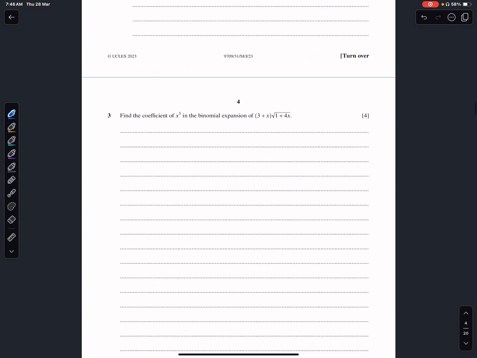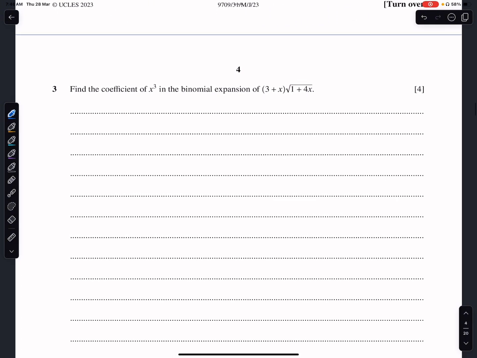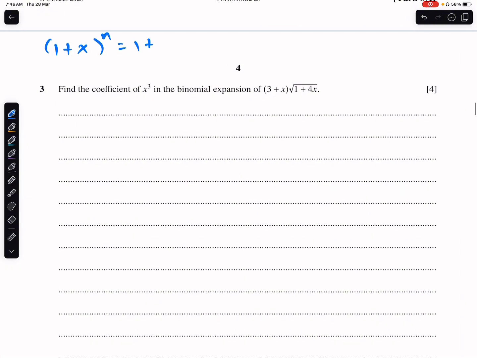So the next question is from binomial. Find the coefficient of x cube in the binomial expansion. So we know the formula that 1 plus x to the power n is 1 plus nx plus n into n minus 1 over 2 factorial x square plus so on, okay?